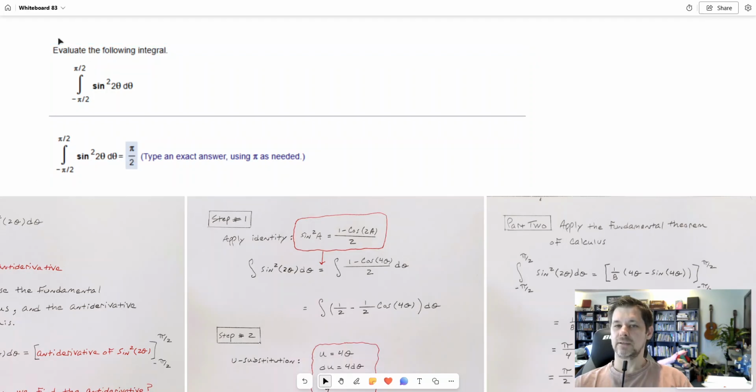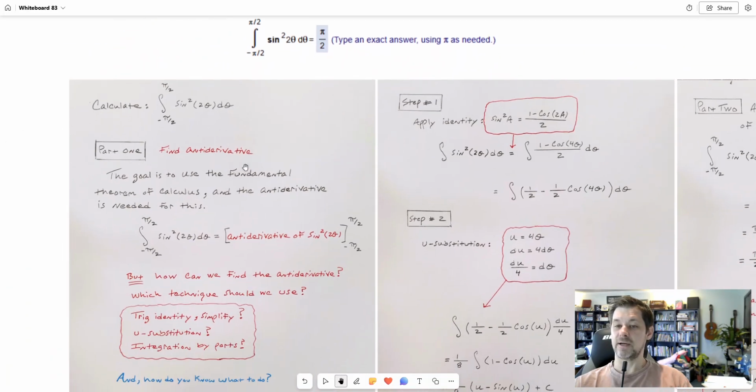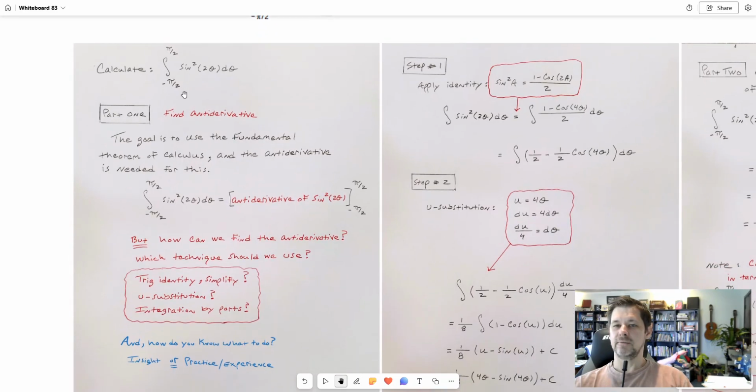And I'll discuss two parts to solving this. One is using the fundamental theorem of calculus, and as part of that, finding just the antiderivative. All right, so let's talk about it. So I've got this integral. I'll divide it into part 1 and part 2. Part 1 is just to find the antiderivative.